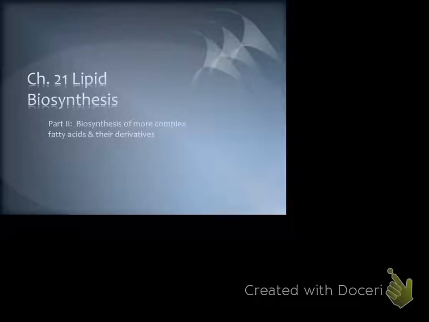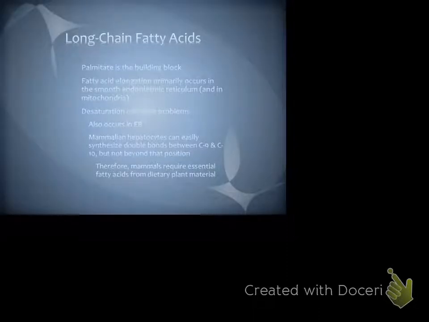desaturation in particular. All right, so to make the long-chain fatty acids, palmitate is the building block. So you use fatty acid synthase in the cytosol to get it up to 16. Then thioesterase is the enzyme portion that will cleave off the palmitate, okay? And then the palmitate is shuttled into the ER. In particular, it's going to be the smooth endoplasmic reticulum and to an extent in mitochondria as well, but primarily the smooth ER.